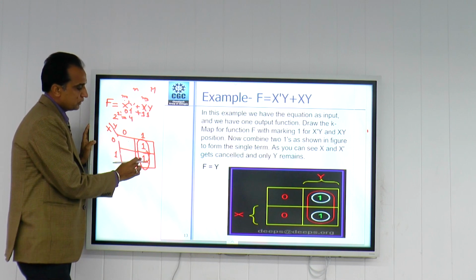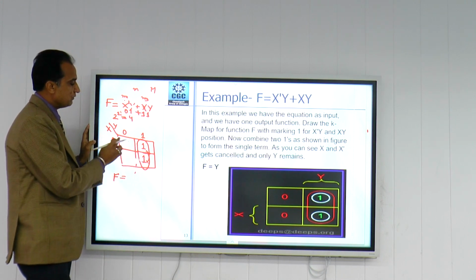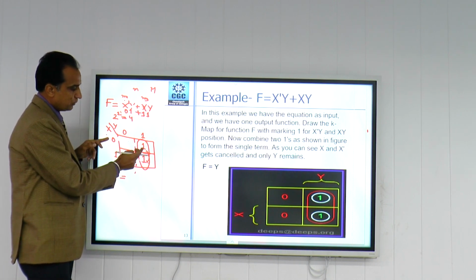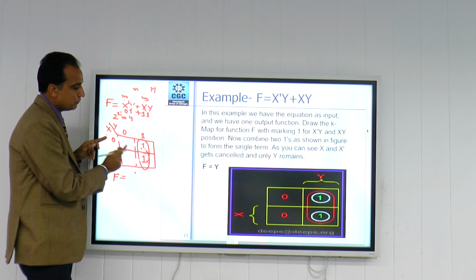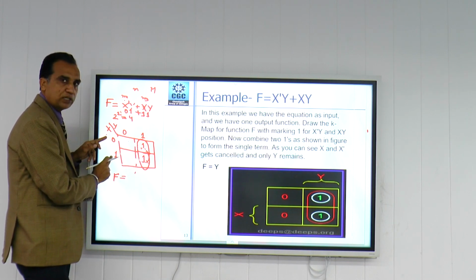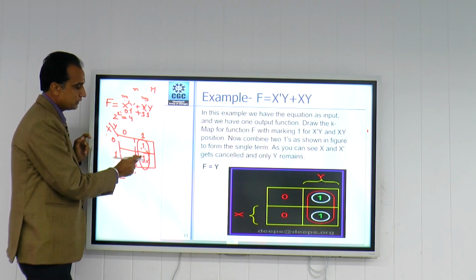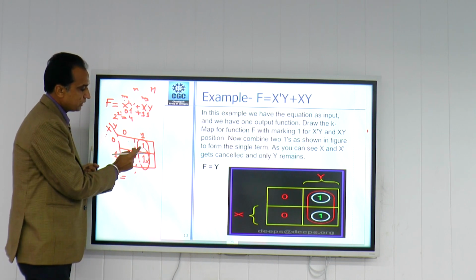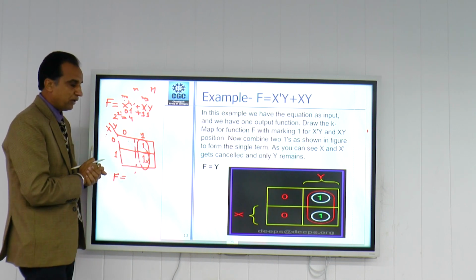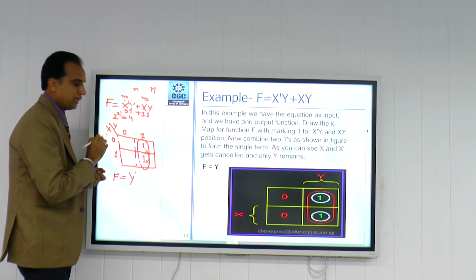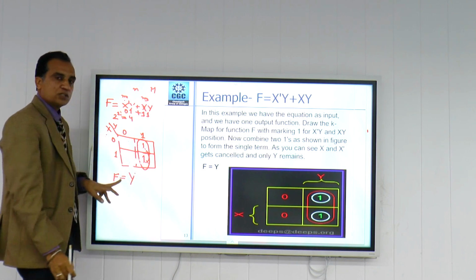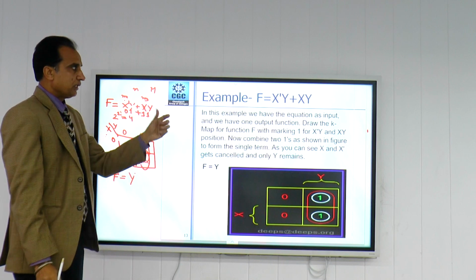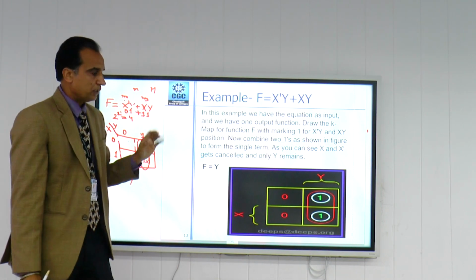Now corresponding to this group, we have to check which variable changes its value. Corresponding to this one, x has 0 value, and corresponding to this one, x has 1 value. This means the x value changed during this group, so x will be eliminated. But the y value is the same for this one and this one, so y will act as the answer after simplification. So this is the result of the K-map after simplification. Now we have taken the example of only a two variable equation.